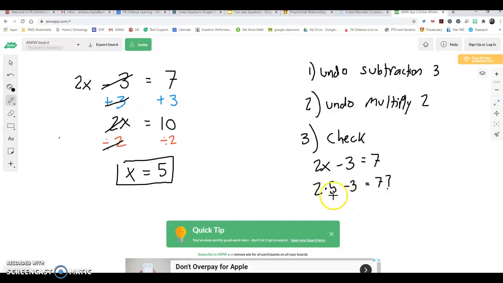Well, let's find out. Order of operations, multiply comes before subtract, so 10. Right, that's what 2 times 5 is. So now I get 10 minus 3 equals 7. Is that true? And yes, indeed it is. 10 minus 3 is equal to 7. And so I get 7 equals 7.